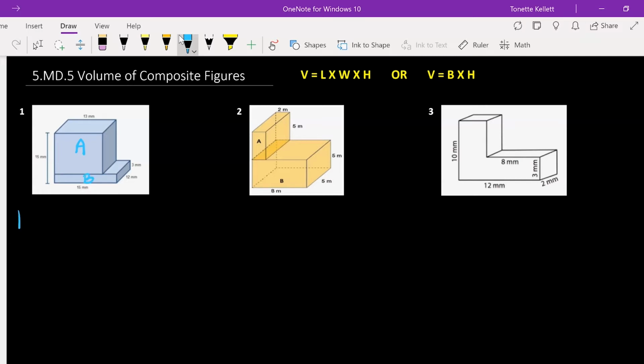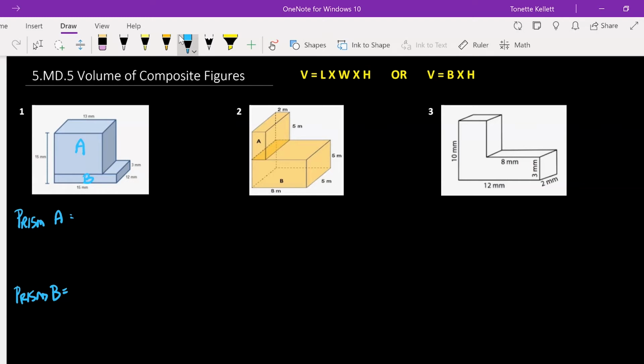So I'm going to write prism A, and I'm going to write prism B. Now, something you'll find in these composite figures is that one part is going to have all of the dimensions given, and one part is going to be missing a dimension. So you just have to find out which part has all the dimensions and start with that one. In this figure, it appears that prism B has all of the dimensions.